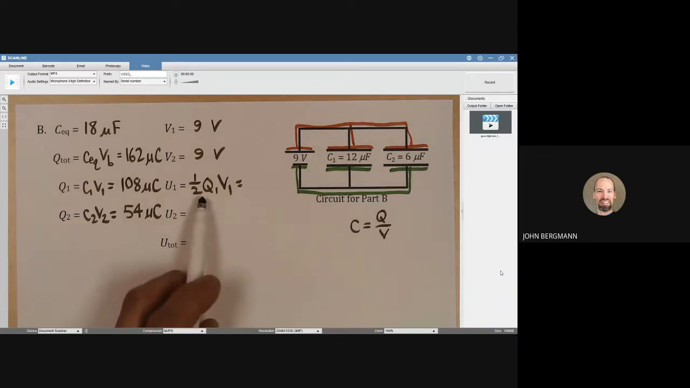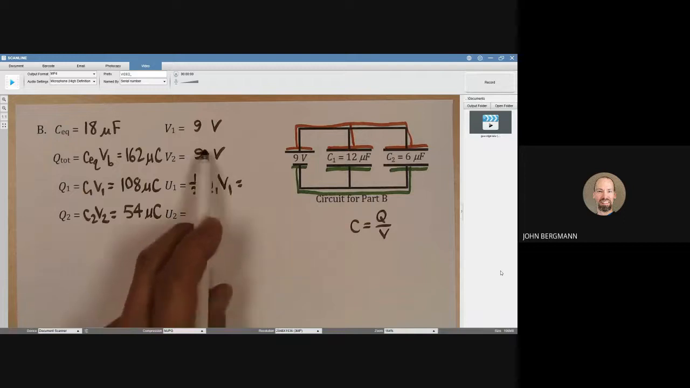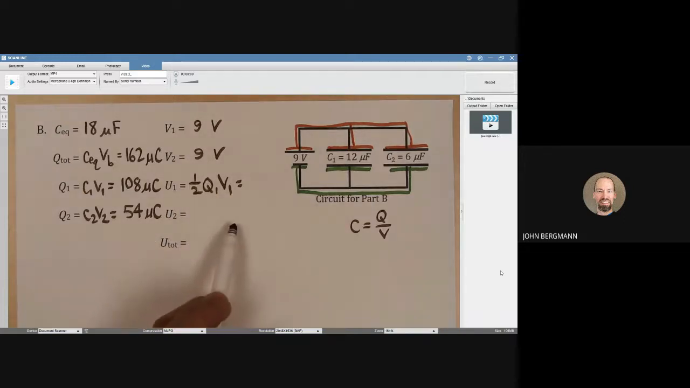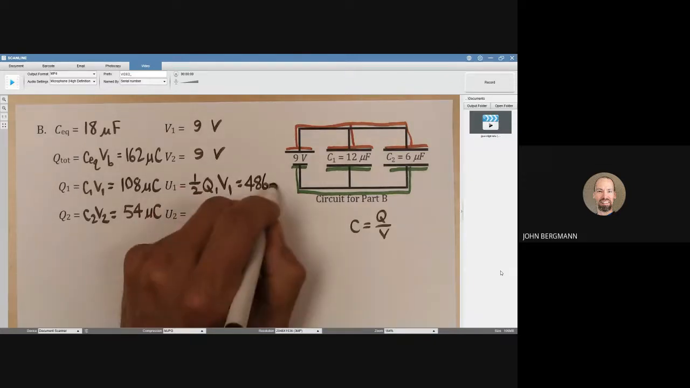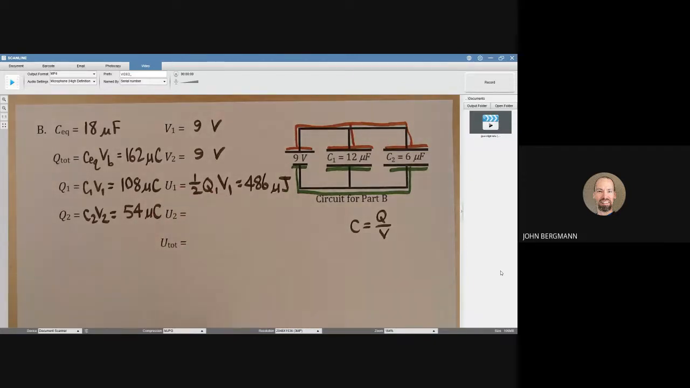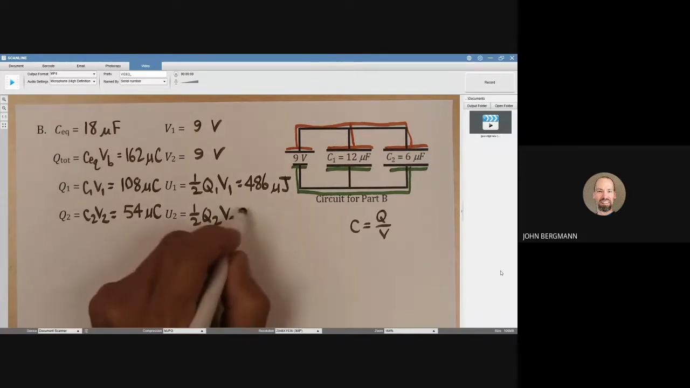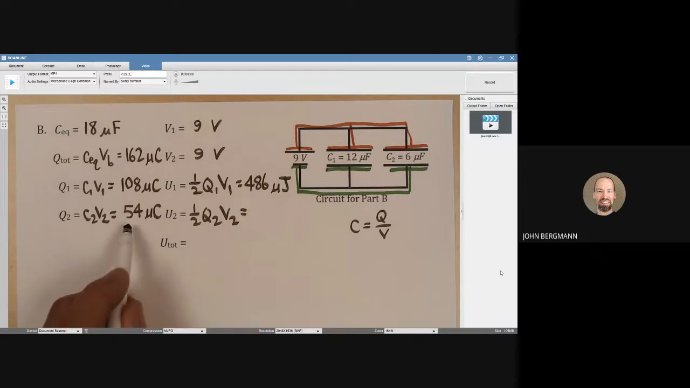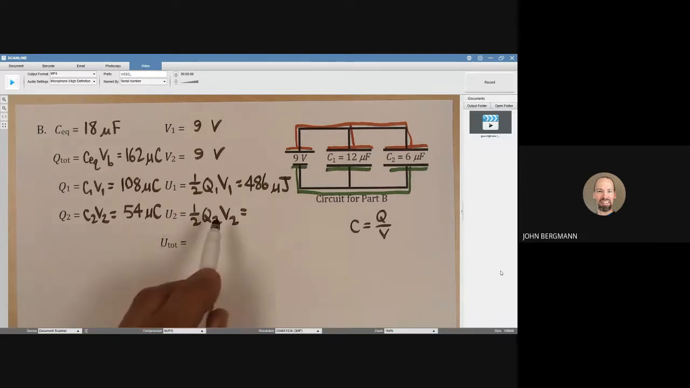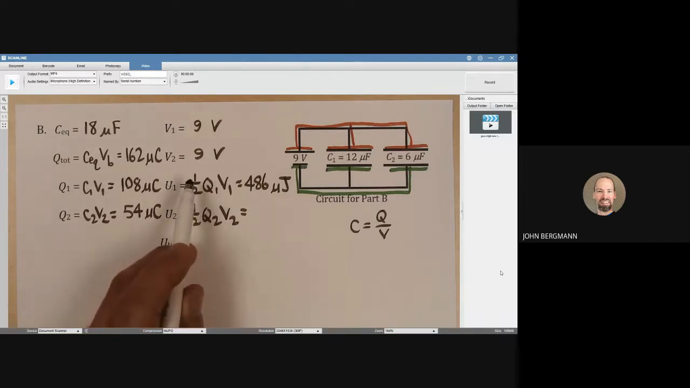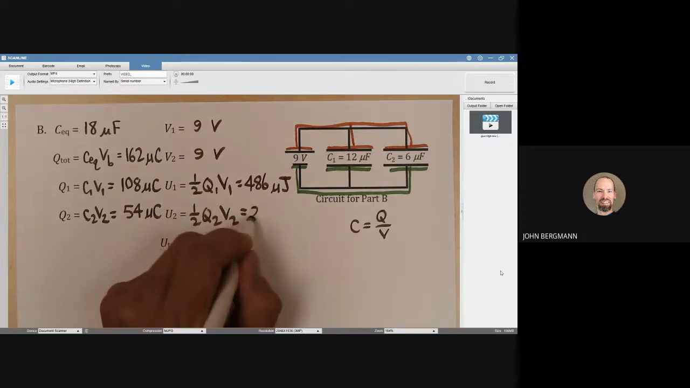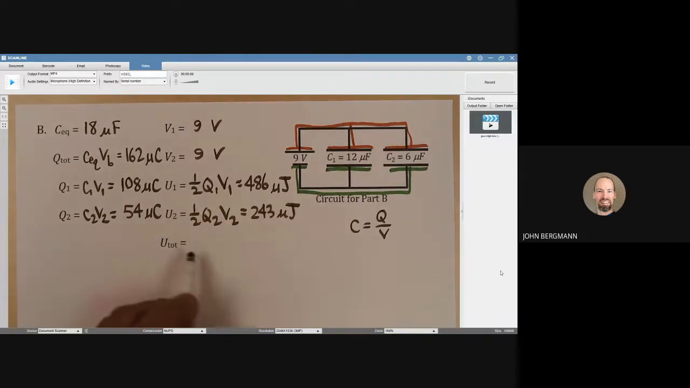1/2 times Q1. So that's going to be 54 times V1. So that would be 540, 486 microjoules. You check and make sure. 1/2 Q2 V2. So that's going to be 27 times 9, which would be half of that. So that'd be 243. The total energy should be the sum of these, but let's check another way.